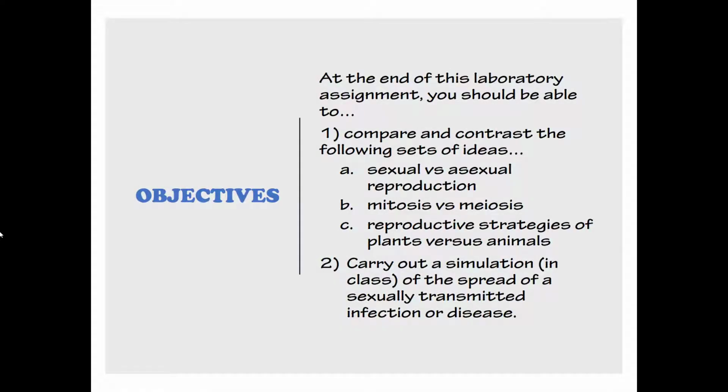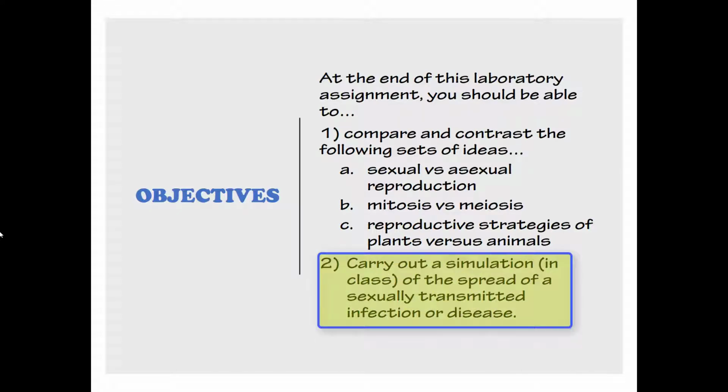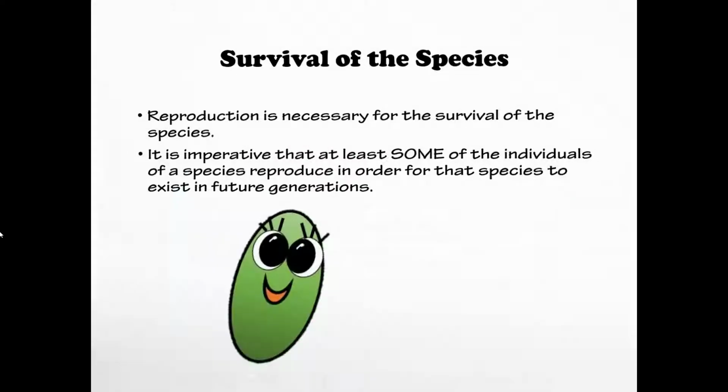At the end of this laboratory assignment, you should be able to compare and contrast the following sets of ideas: sexual versus asexual reproduction, mitosis versus meiosis, reproductive strategies of plants versus animals. You should also be able to carry out a simulation of the spread of sexually transmitted infection or disease.